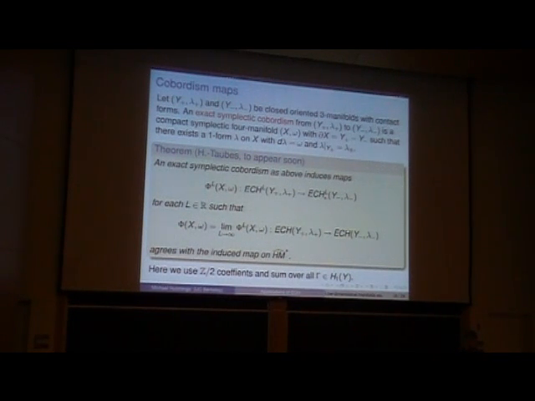And the basic theorem is that if you have an exact symplectic cobordism, then it induces maps on these filtered ECHs. Here, there's no gamma; I'm summing over all gamma. I don't care about gamma anymore. And also, I'm using Z2 coefficients, which is probably not necessary. So the theorem is that you get these maps, and the direct limit of these maps as L goes to infinity agrees with the cobordism map on Seiberg-Witten Floer homology as defined in the book by Kronheimer and Mrowka.